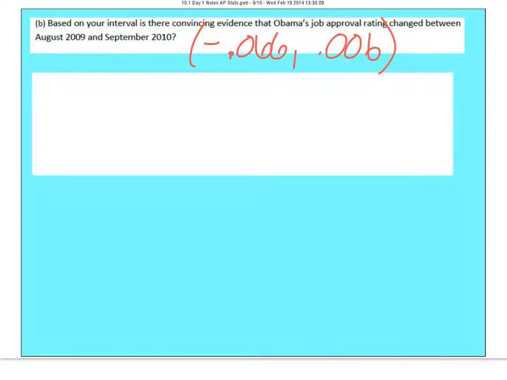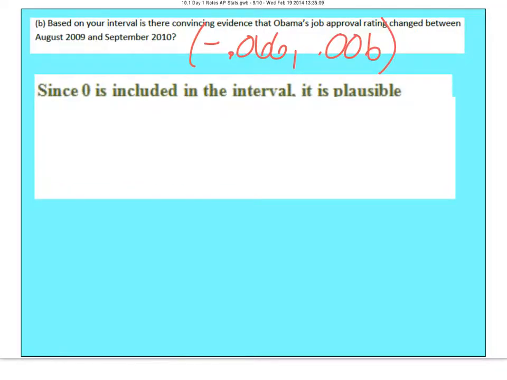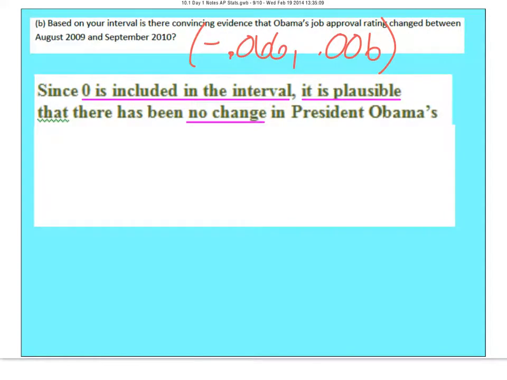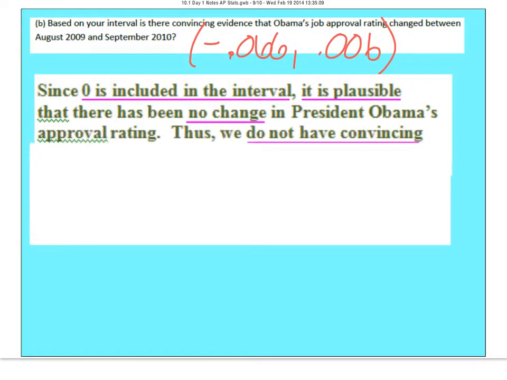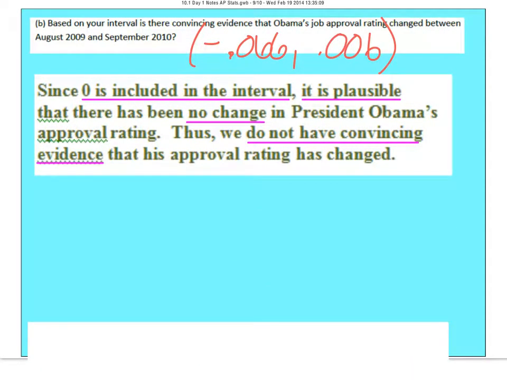Now, the question is, is there convincing evidence that there has been change? So think about what no change means. No change means the difference would be 0. Does this interval include the difference of 0? Absolutely it does. So it means it's a possibility it could fall in this interval. Therefore, we would have to say, since 0 is included in the interval, it is plausible that there has been no change in President Obama's approval rating. Thus, we do not have convincing evidence that his approval rating has actually changed, because our actual confidence interval does include what we think the true difference may have possibly been.